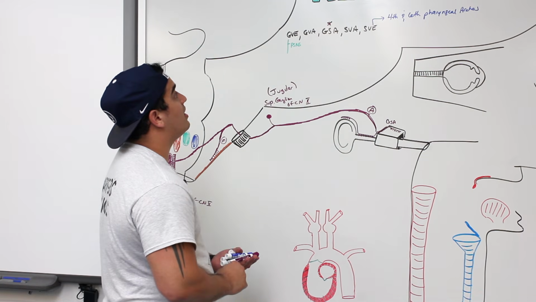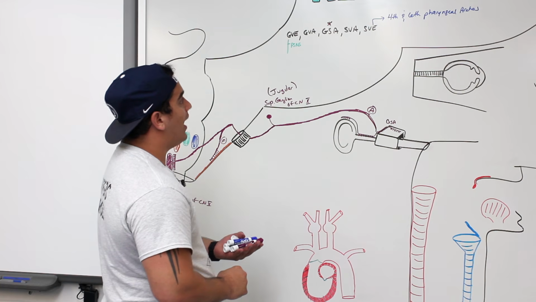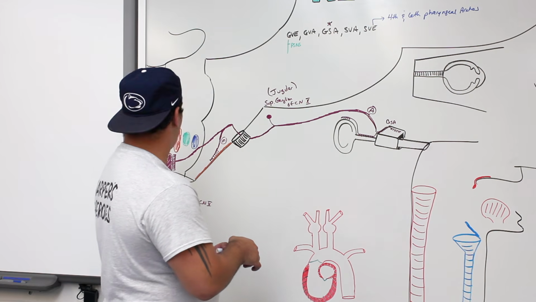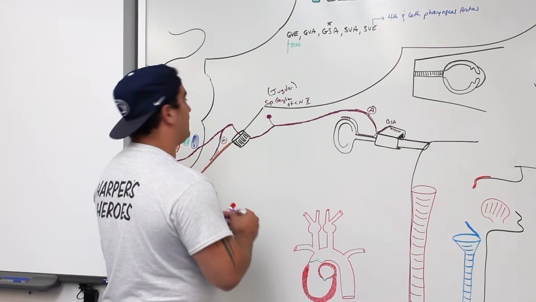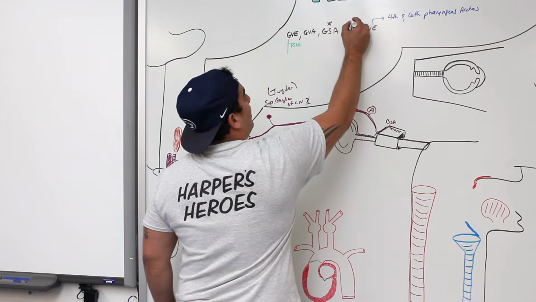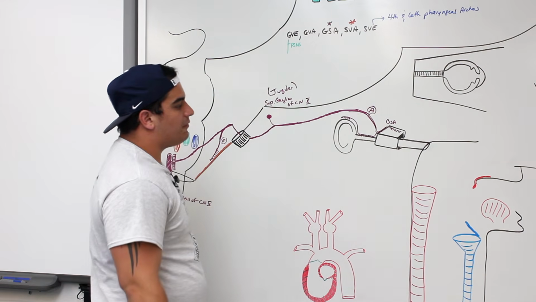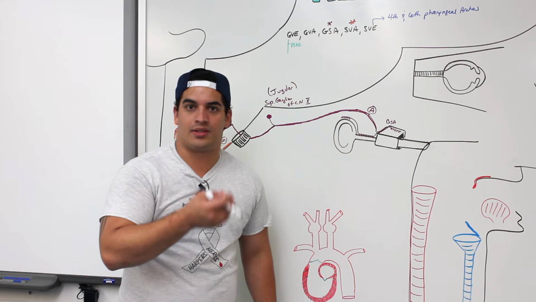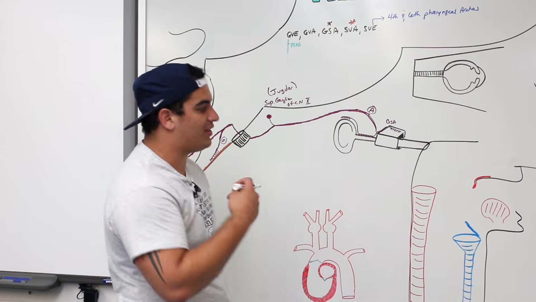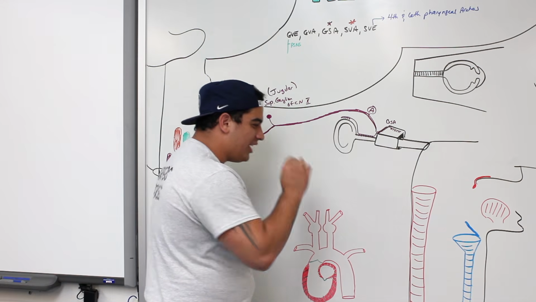All right, so now let's do the next one. Let's go ahead and do the SVA fibers, because these aren't too crazy either. Okay, so SVA fibers is going to be the next one. SVA fibers are going to be for taste. They're special visceral afferent. They're going to be for taste or gustation. But these ones are very interesting.